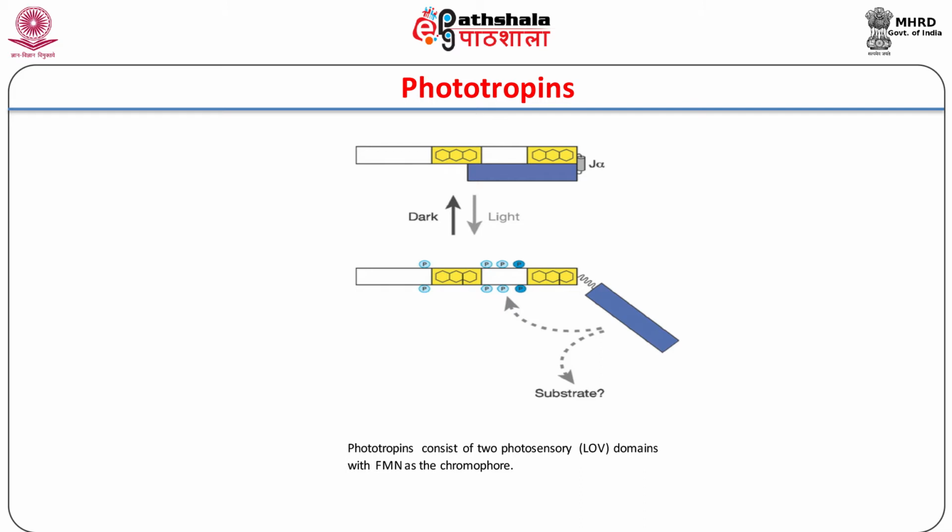The phototropins consist of two photosensory domains that show similarity to proteins responsive to light, oxygen or voltage, LOV domains, and a phosphorylating kinase domain. The chromophore is flavin mononucleotide, which is bound non-covalently to the two LOV domains.